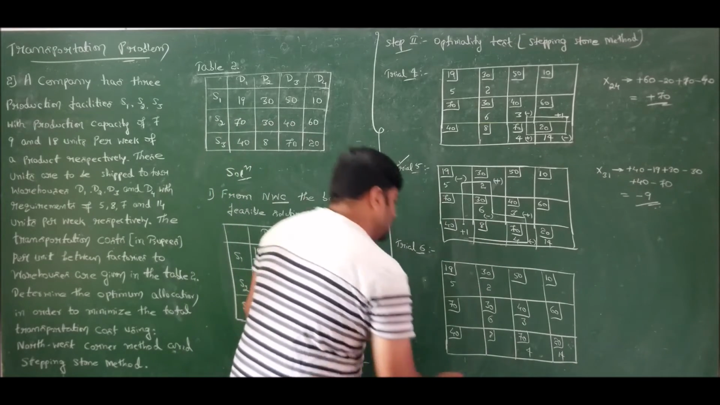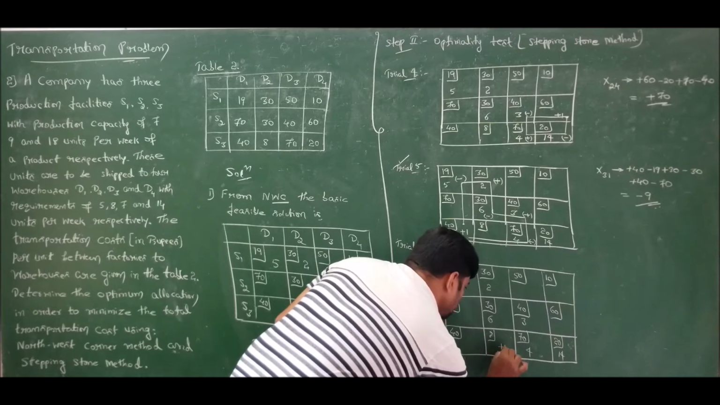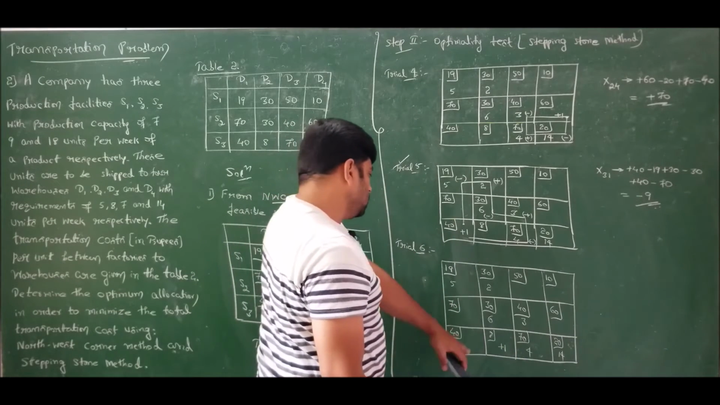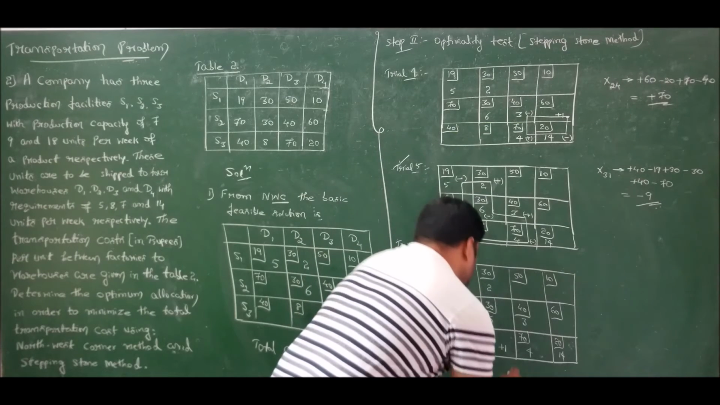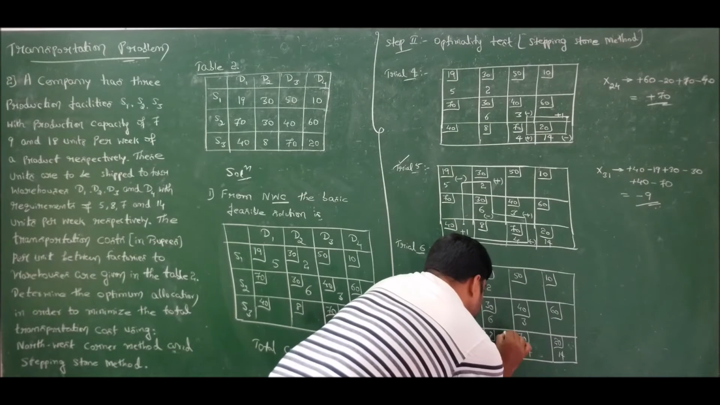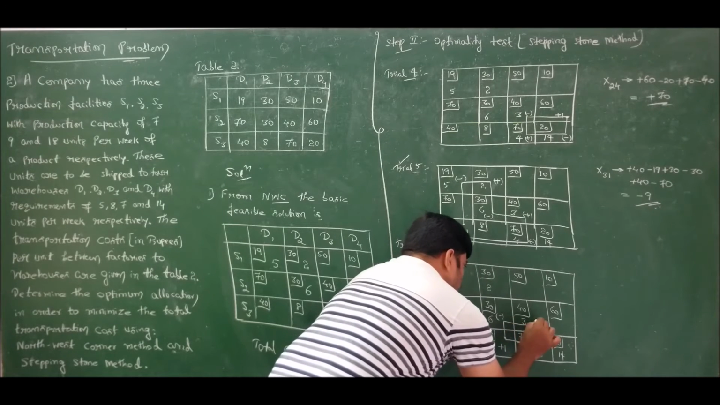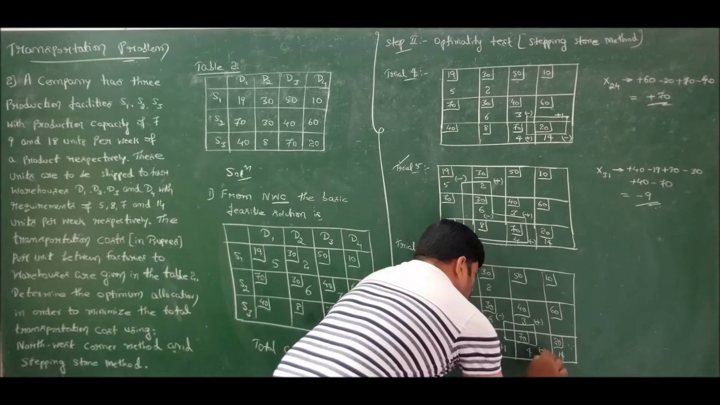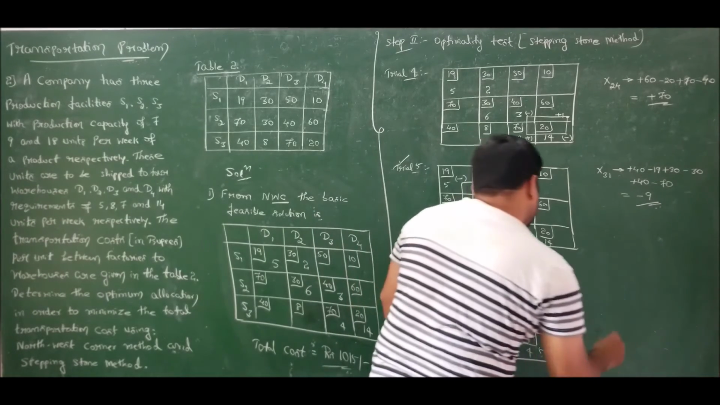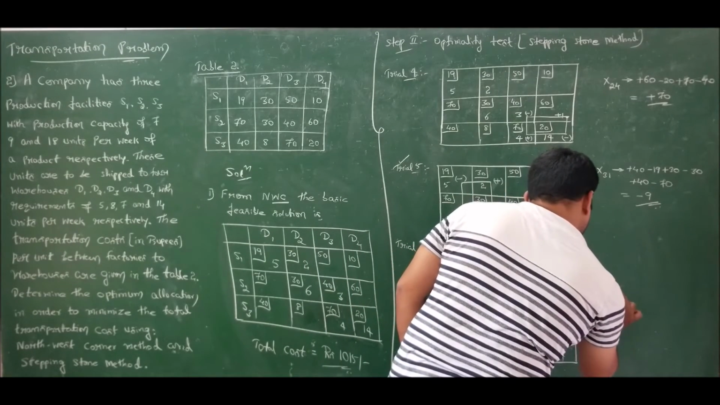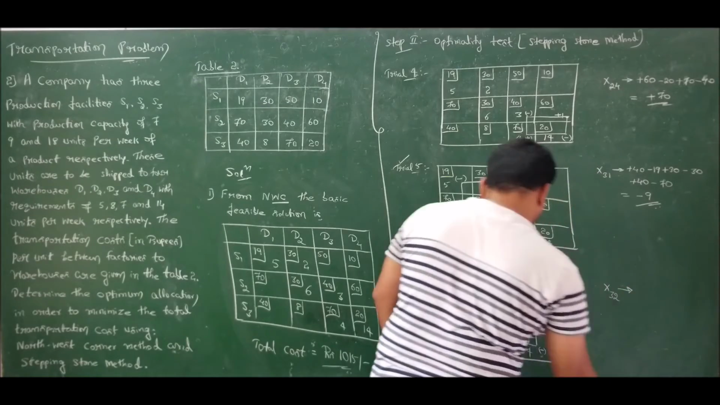The only unexpected cell is here. You allocate plus 1 for x32. Now create a loop. So loop is very easy for this cell. I'll go like this, come here and then join. I'll form a loop. Since you have plus here, this should be minus, plus and minus. Now calculate the net increase or decrease in cost from x32.